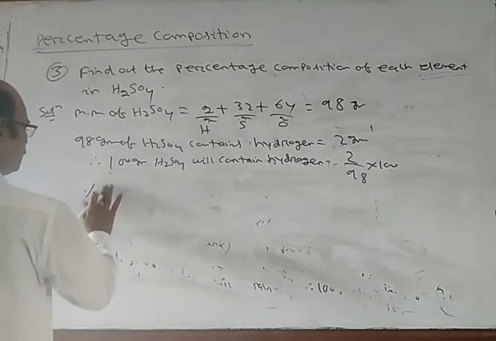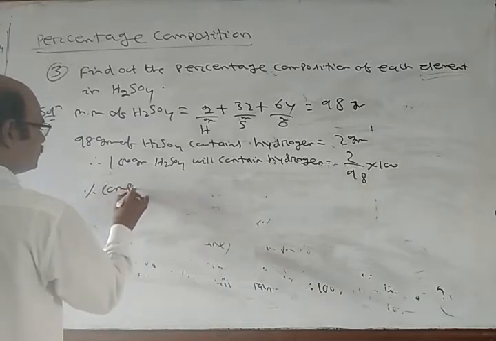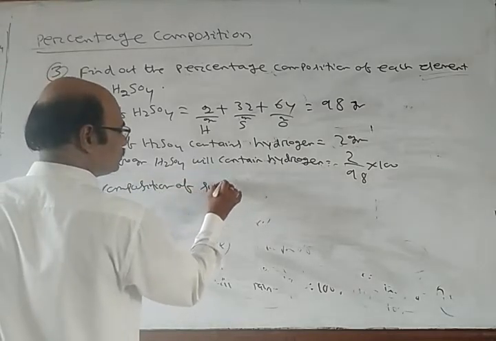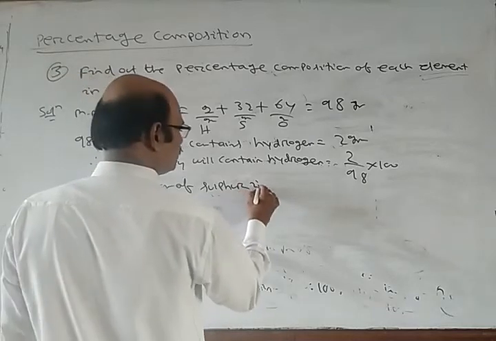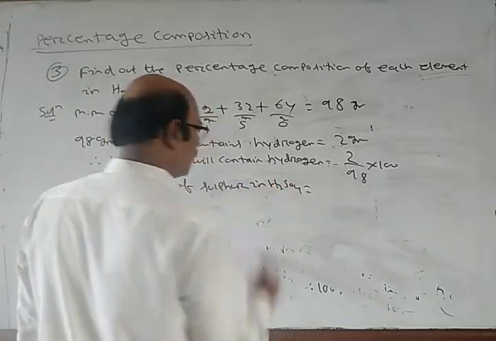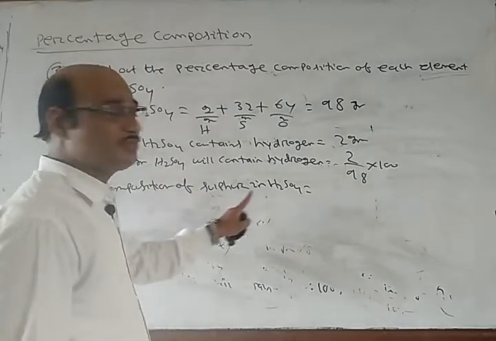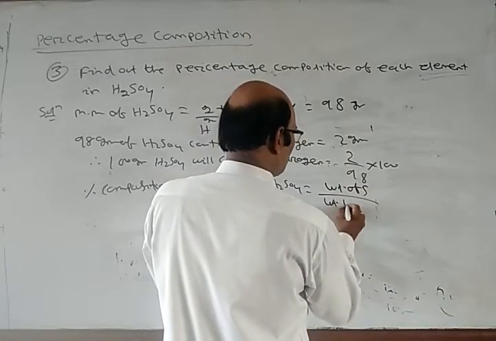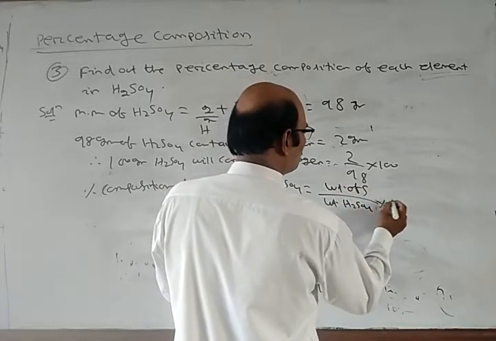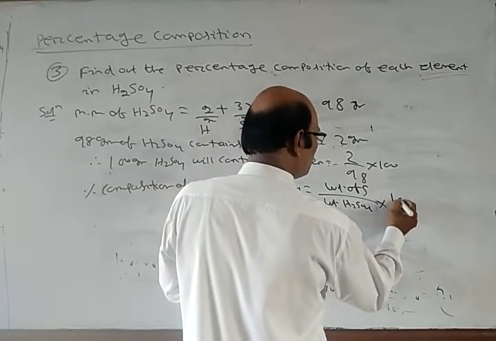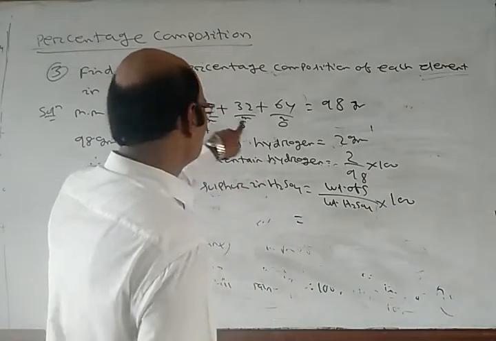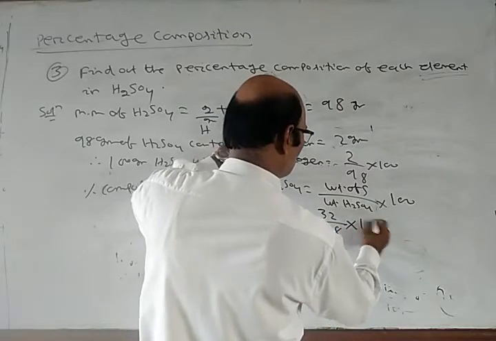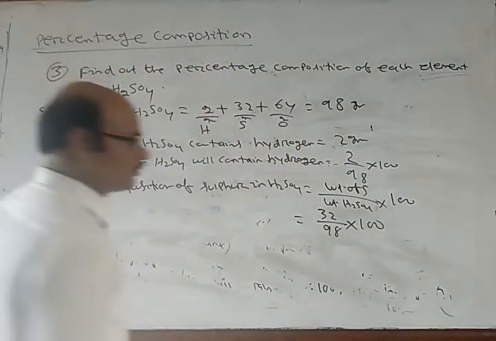Now the percentage composition of sulfur in sulfuric acid. How can I find it? Percentage of sulfur in sulfuric acid. So what do you do? Weight of sulfur by weight of sulfuric acid, which is 98, into 100. So how much sulfur is there? 32 by 98 into 100. Okay. So we will get the percentage.